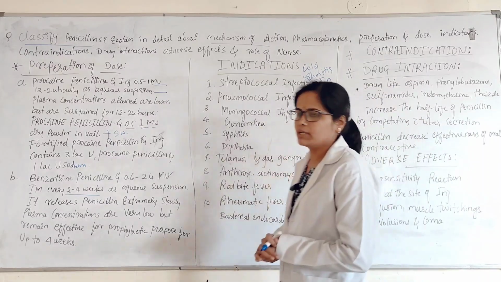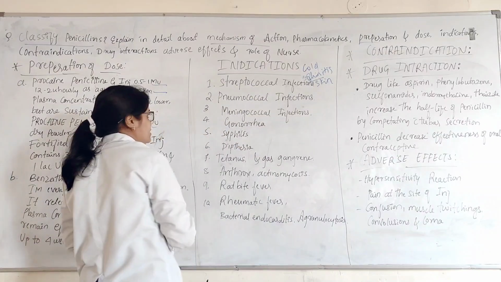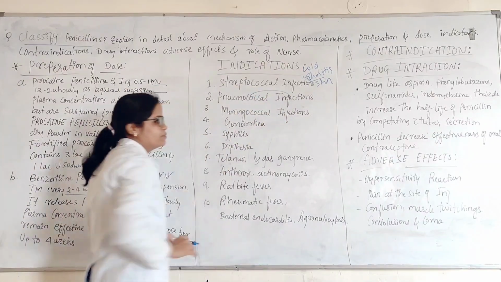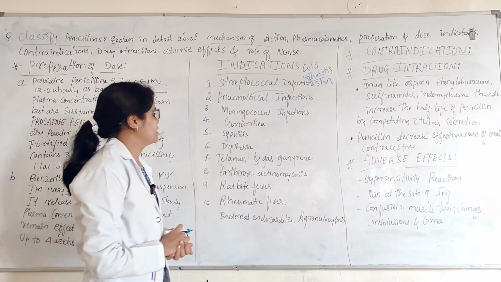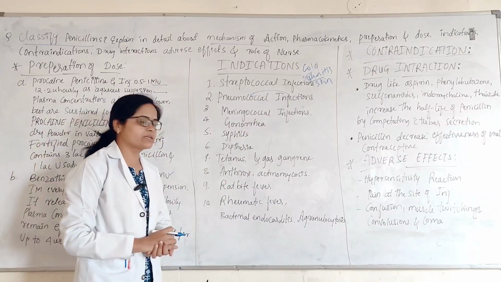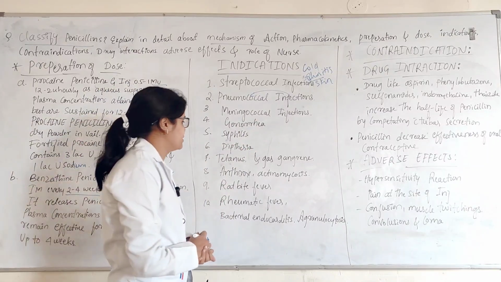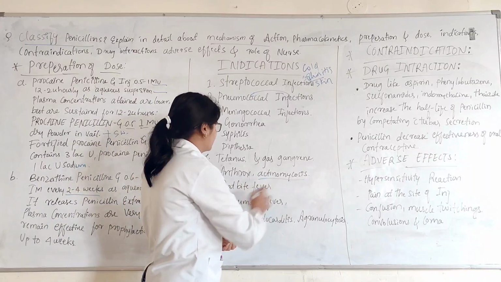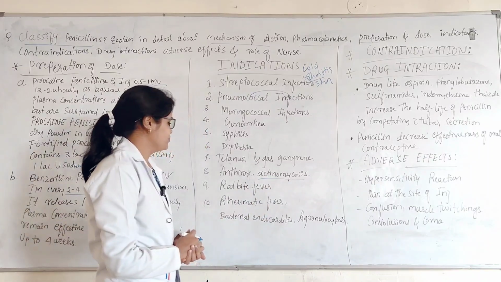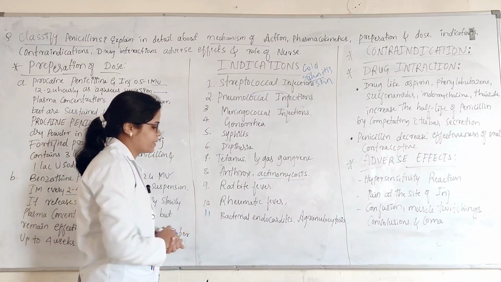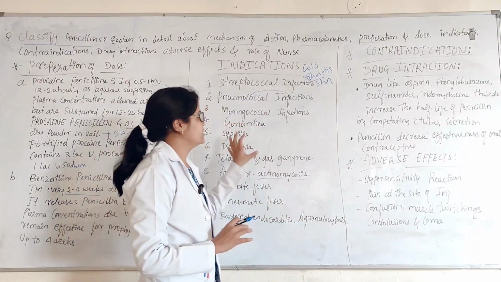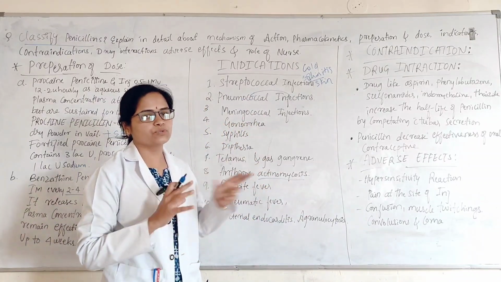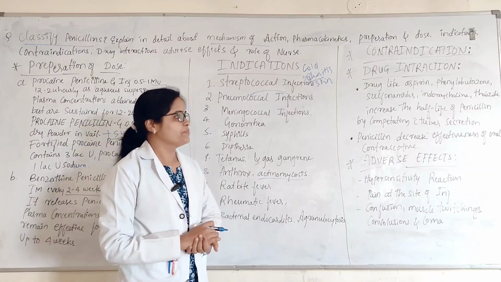And next is pneumococcal infections. Pneumococcal infections are the infections caused by the pneumococcus, means pneumonia. And meningococcal infections: gonorrhea, syphilis, diphtheria, tetanus, gas gangrene, anthrax, actinomycosis, rat bite fever, rheumatic fever, bacterial endocarditis and agranulocytosis. These are the indications, means in these conditions we should administer the penicillins.